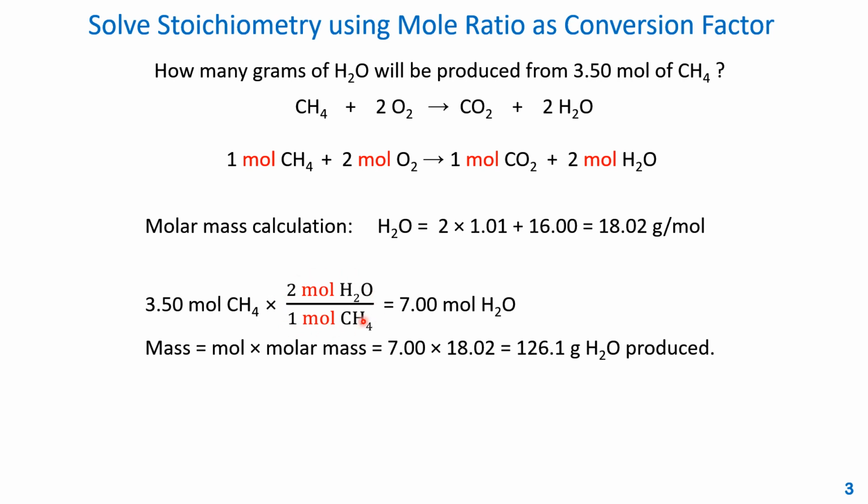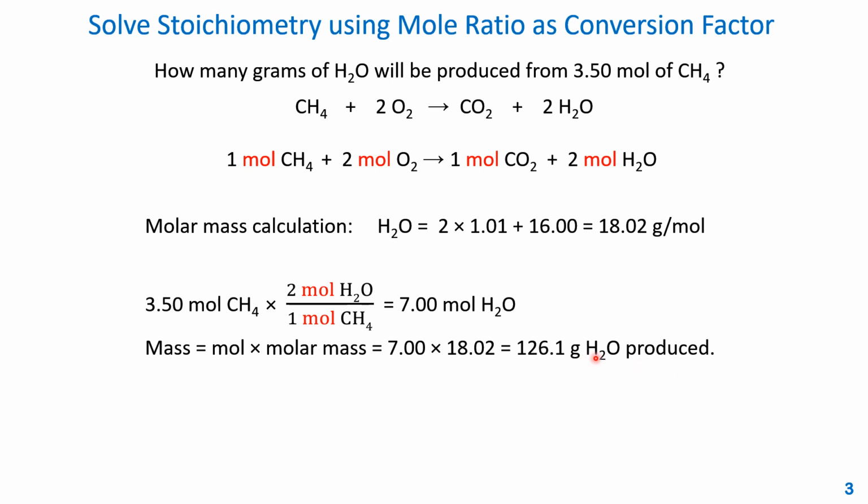Now we have a given condition, 3.5 mole methane. We can convert that mole to the number of mole of water. So we need to use this mole ratio, 2 to 1: 2 mole of water over 1 mole of methane. Cancel the mole of methane, and we get the number of mole of water. When you have the moles, we can calculate the mass. Mass equals moles multiplied by the molar mass. So the moles is 7 and the molar mass of water is 18. We just calculate that, so you get 126.1 grams of water will be produced.